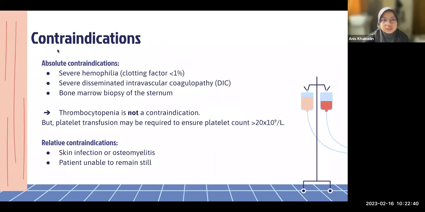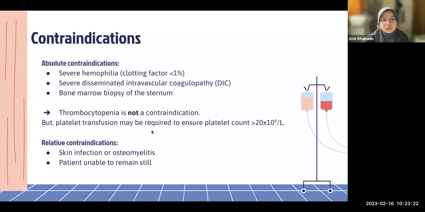So contraindications for this test, there are a few absolute contraindications. The first one is severe hemophilia, where the patient's clotting factor is less than 1%, and if the patient has severe DIC. Basically those are the two absolute contraindications. But it should also be noted that the sternum should never be used as a site for biopsy, but can be used for aspiration only, and actually only in adults. So in children, we still don't use the sternum as a site. But again, I'll explain more later.